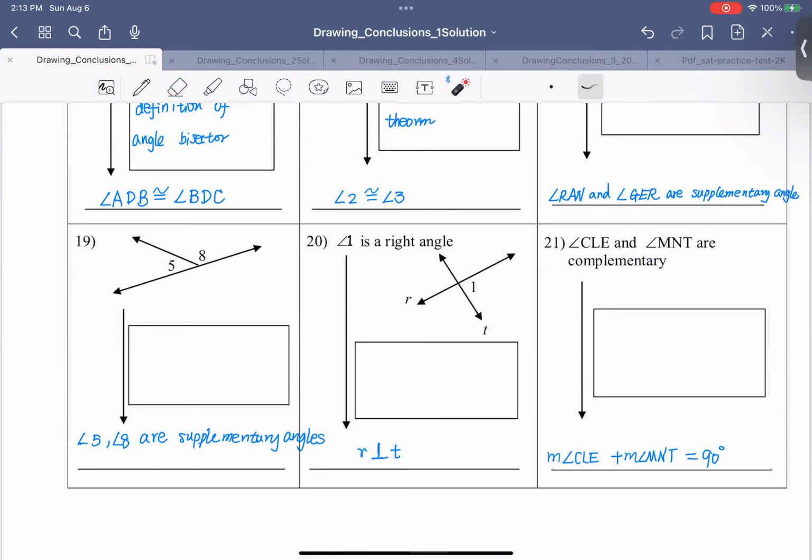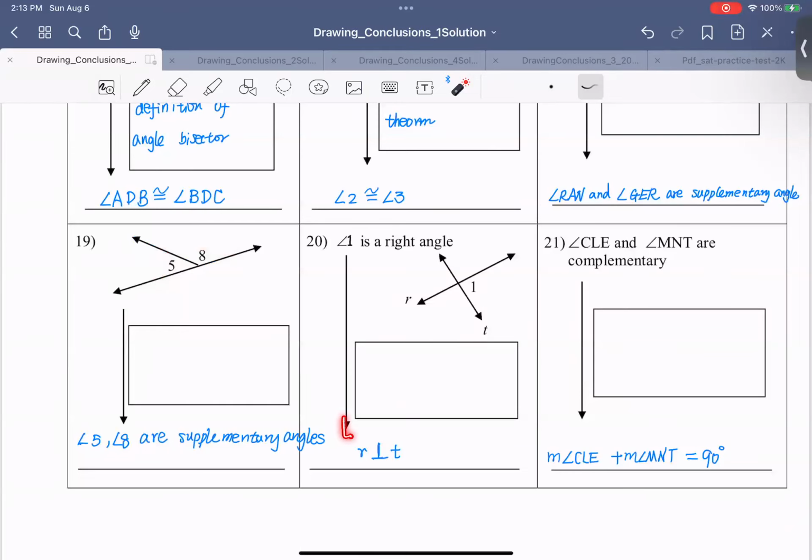Let's see this guy, Annie. Look at this. When you have the graph like this, you will say, oh, angle 5 and angle 8 are supplementary. What's the theorem name for this? Linear pair postulate. Excellent. When I say this one is a right angle, I will say these two lines perpendicular. What should I say? Perpendicular lines form right angle.